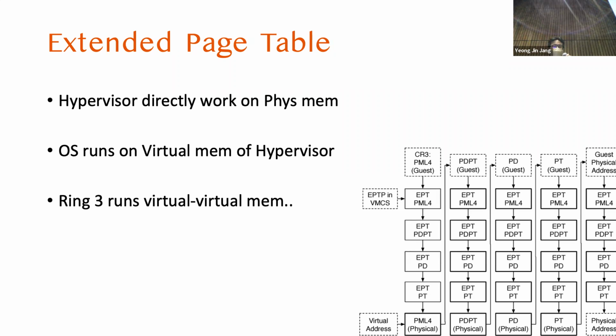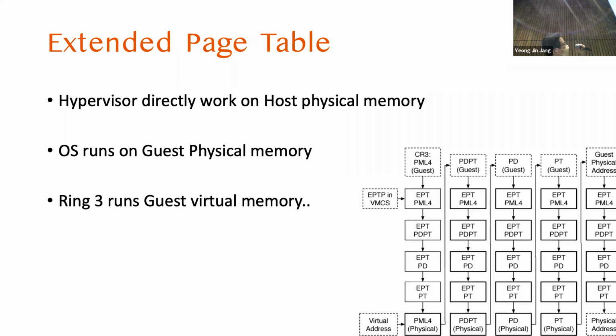So how do we call each of these memories? The real physical memory is the so-called host physical memory. The hypervisor manages all the host physical memory, and the operating system deals with the guest physical memory, which is actually virtual memory from the perspective of the hypervisor. Then ring 3 runs with guest virtual memory. That's the real meaning of nested virtual memory.